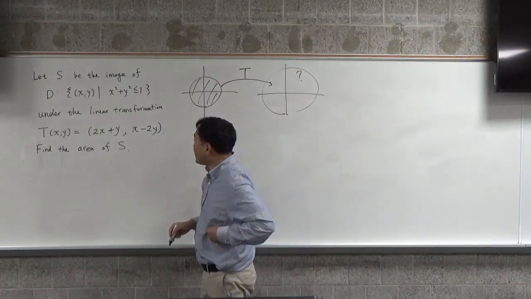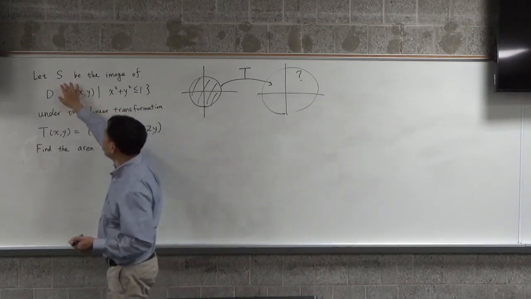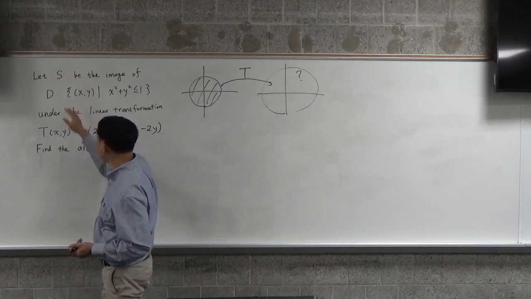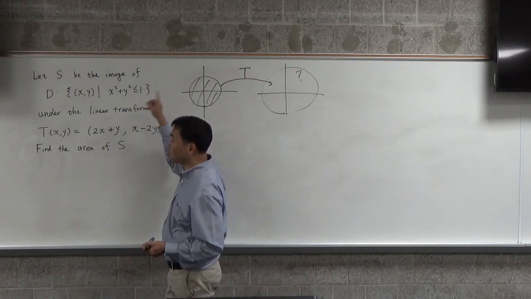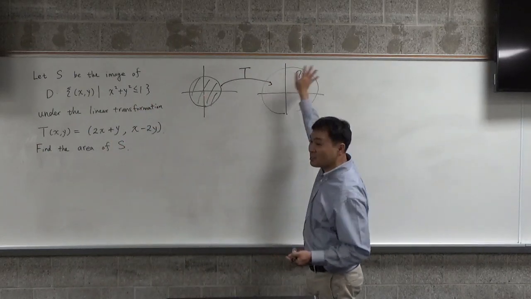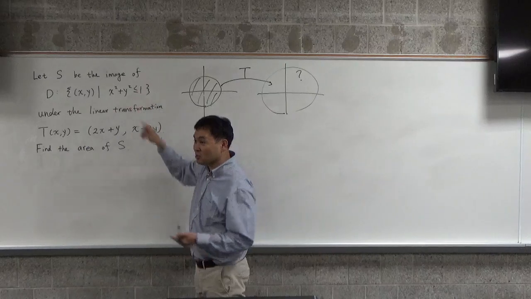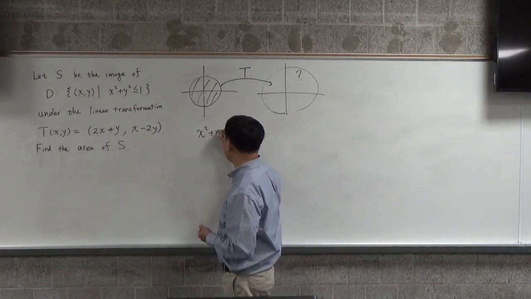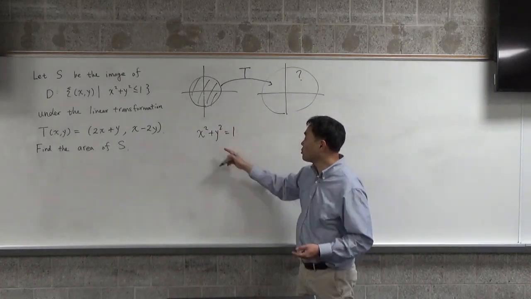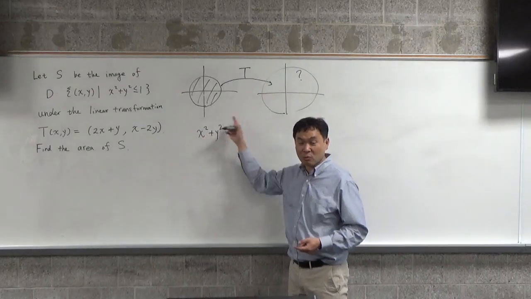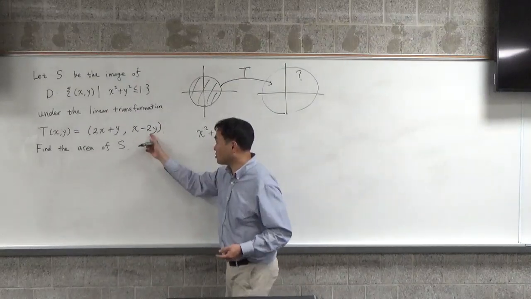Now, first of all, I do know that the image, which is S, will contain the origin, because if you plug in 0, 0, this gives you 0, right? So 0 goes to 0. So it's inside some domain. So we can, for a moment, forget the fact that this is an inequality. Just take the defining equation and see what happens if points that satisfy this equation, meaning points on the boundary of the circle, are sent under this map.